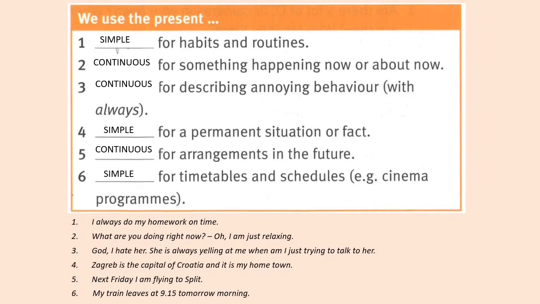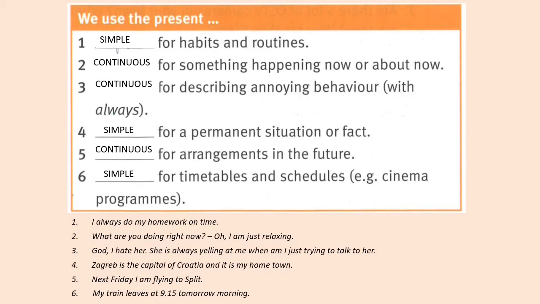The fourth sentence, Zagreb is the capital of Croatia and it is my hometown. So that is a fact. That is something that you cannot change overnight and which you cannot influence. That is kind of permanent. That is why you cannot say Zagreb is being the capital of Croatia, for example. And lastly, my train leaves at 9:15 tomorrow morning. That is something which is scheduled.